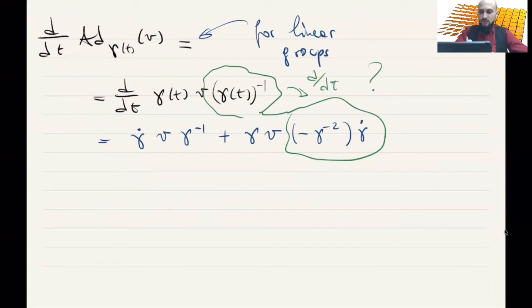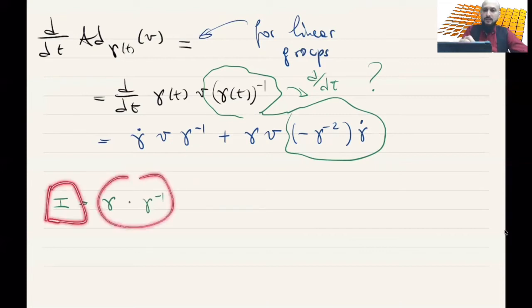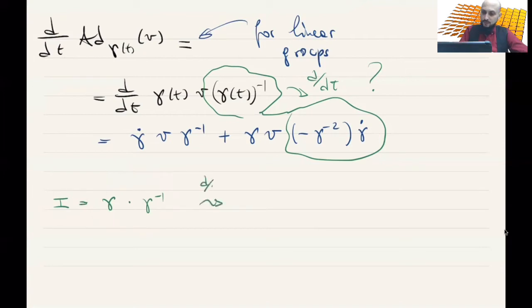Let's do it here. So how do we calculate the derivative of the inverse of a curve? Let's start with the fact that if you have gamma depending on t, times the inverse, then this multiplication is equal to the identity. Let's take the derivative from here, d over dt.